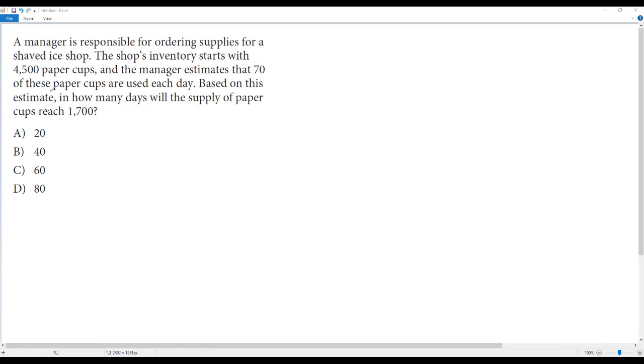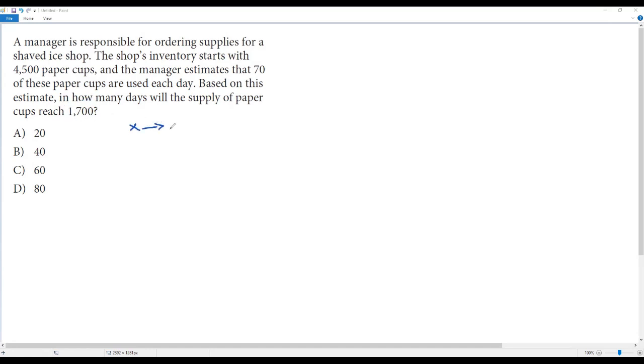Okay, according to the information, the starting inventory of paper cups is 4,500. In this, 70 paper cups are used each day. After some days, the inventory becomes 1,700 paper cups. Our aim is to find the number of days it will take. This starting inventory of 4,500 will become 1,700.